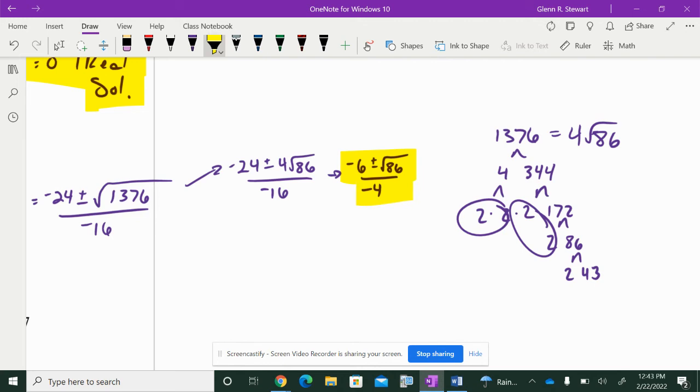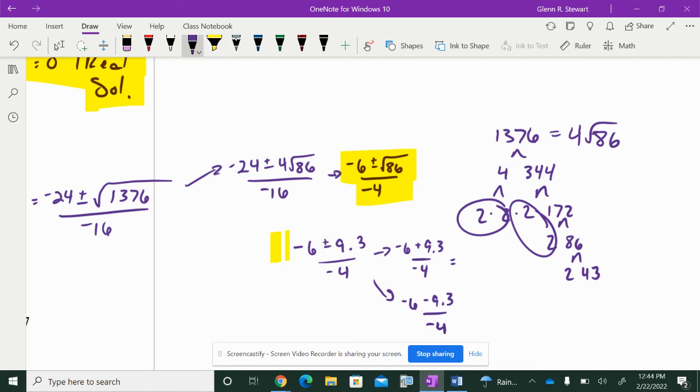Another way that you could do it is you could do decimal, which we haven't really talked about too much in class. So essentially this would be like negative 6 plus or minus 9.3 over negative 4. So then you could do negative 6 plus 9.3 over negative 4 and negative 6 minus 9.3 over negative 4. This will give you 3.3 over negative 4.